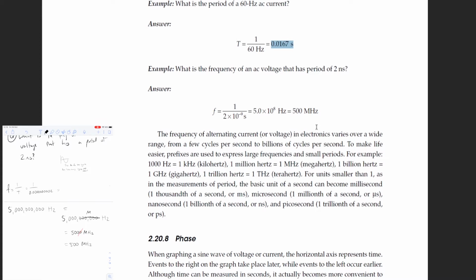Okay, 1 billion hertz is 1 gigahertz. 1 trillion hertz is 1 terahertz. Okay, so let's just write this down because I do need to get it in my head. 1,000 hertz is equal to 1 kilohertz. Yes. Okay. And a million hertz.